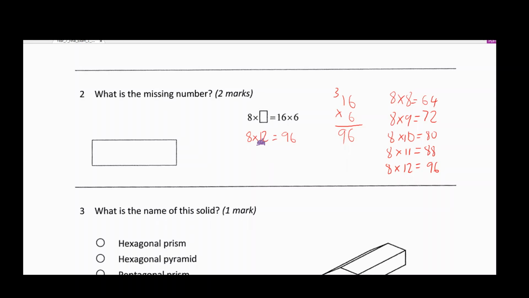8 times 12 equals 16 times 6, which is 96. So our answer is, what's the missing number? It's 12.